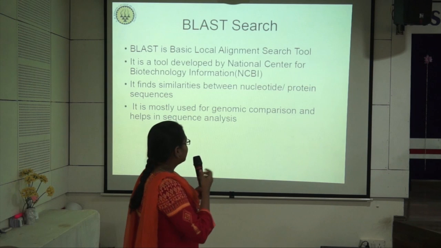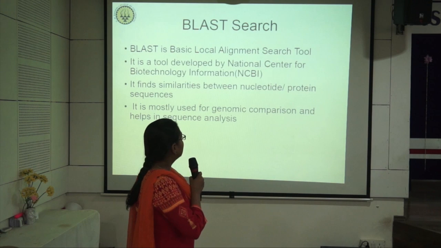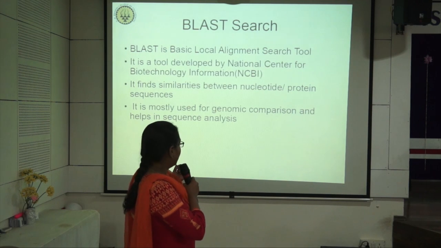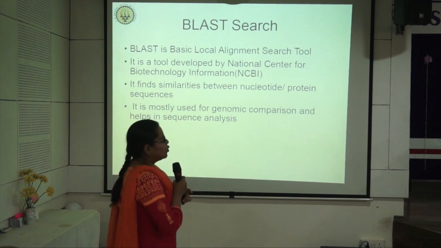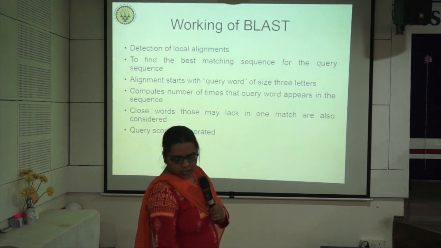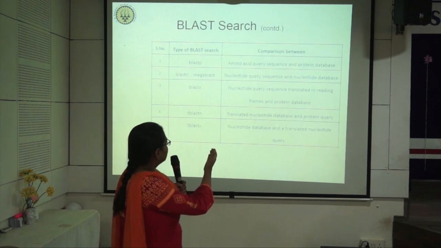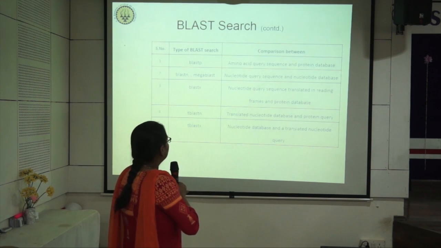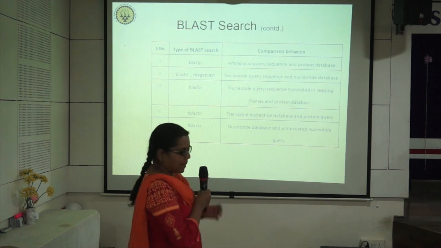BLAST search is the traditional way of doing things. BLAST stands for Basic Local Alignment Search Tool. It is developed and maintained by NCBI. It's a very good tool which finds similarity between nucleotide and protein sequences, and it is mostly used for genomic and protein comparisons. There are various options available for BLAST. The types of BLAST are BLASTP, BLASTN, and MEGABLAST. These are the comparisons between them. When you use an amino acid as a query and a protein database to be searched, we go for BLASTP. Here in our work, we have used BLASTN.